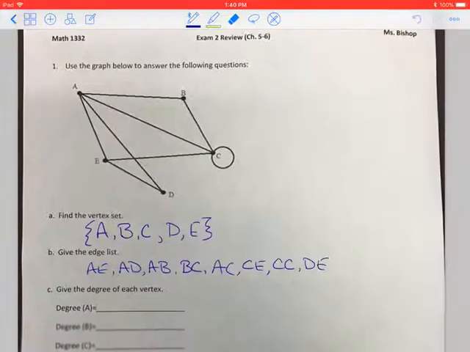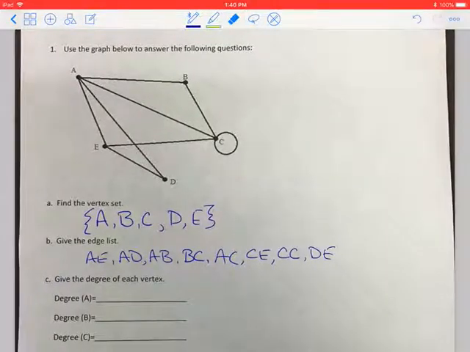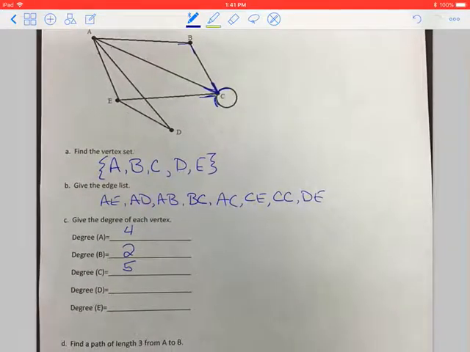All right, now for part C, we want the degree of each vertex. So remember, we count the number of lines coming off of each vertex. So I'm saying 1, 2, 3, 4 off of A. I see 1, 2 off of B. Now remember, a loop contributes 2, so there's 1, 2, 3, 4, 5. So 5 for C. I am seeing 2 lines coming off of D, so that's a 2. I'm seeing 3 coming off of E, so that's a 3.